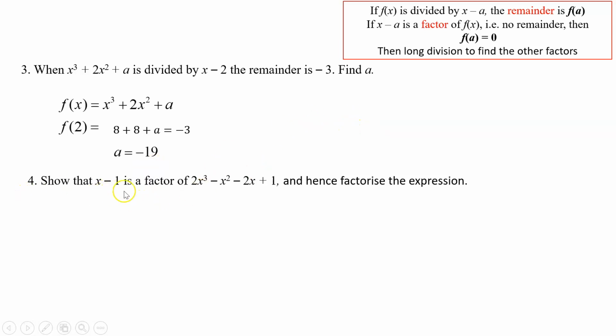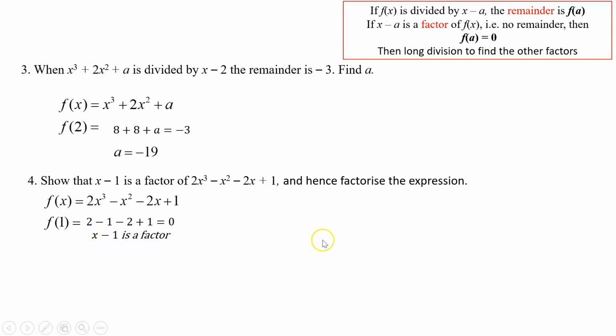Question 4, show that x minus 1 is a factor of this expression and hence factorize the expression. So if I know that x minus 1 is a factor, I put 1 instead of x, put it equal to 0 because it is a factor, therefore no remainder. So I've got 2 times 1 cubed minus 1 squared minus 2 times 1 plus 1 becomes 0, therefore x minus 1 is a factor.